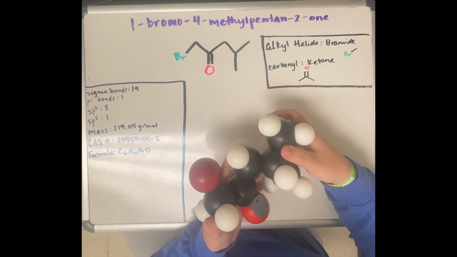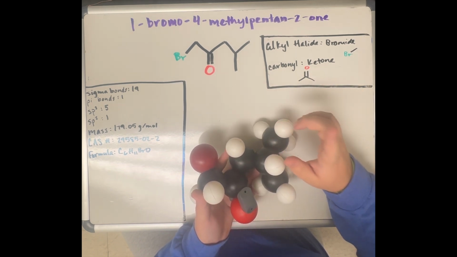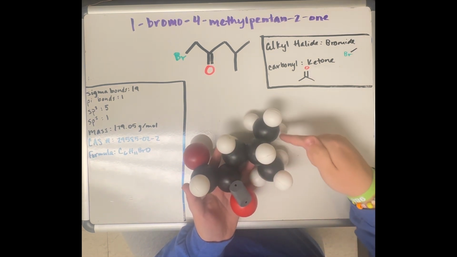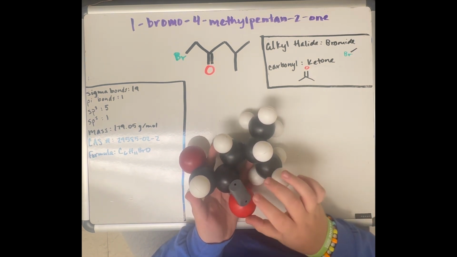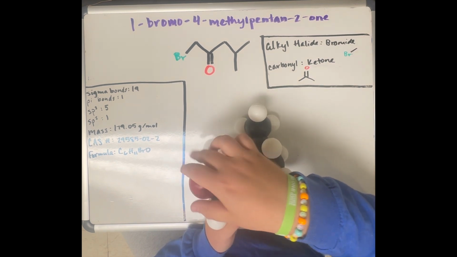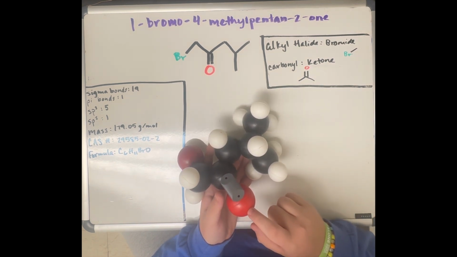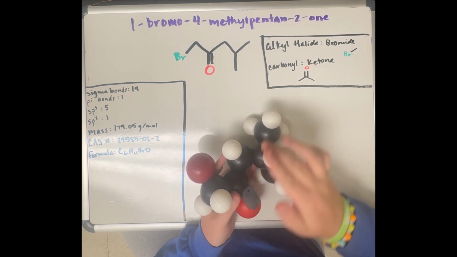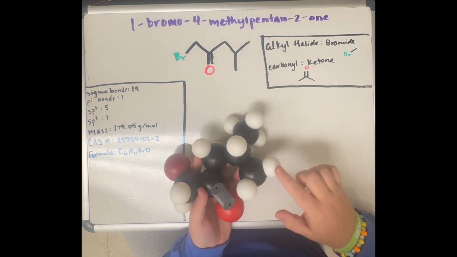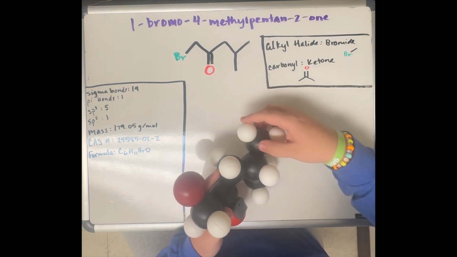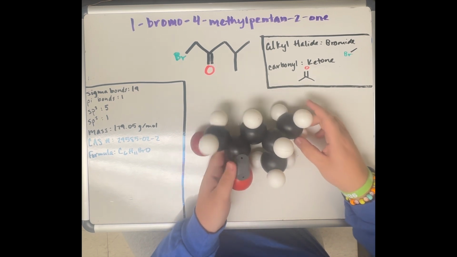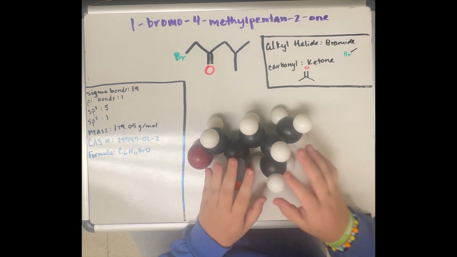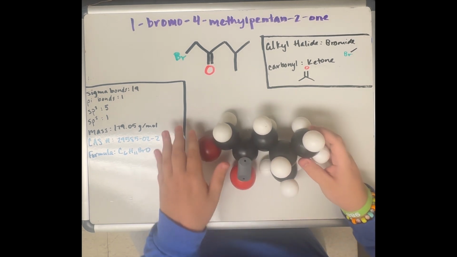Now, if we count our structure, we should have 6 carbons, 1, 2, 3, 4, 5, 6, 1 bromine right here, and 1 oxygen right here. We should have 11 hydrogens, 1, 2, 3, 4, 5, 6, 7, 8, 9, 10, 11. And now, since we have confirmed that this is our molecule, this is what it looks like in 3D space.